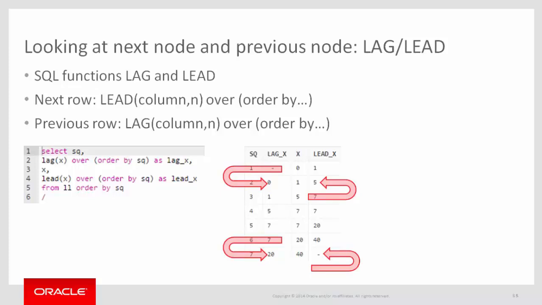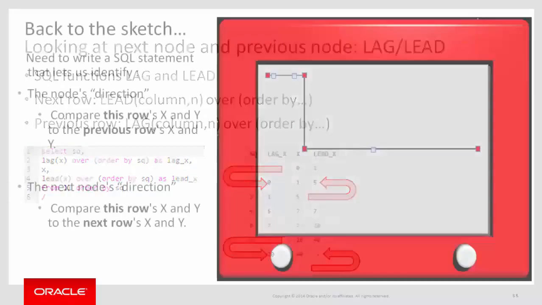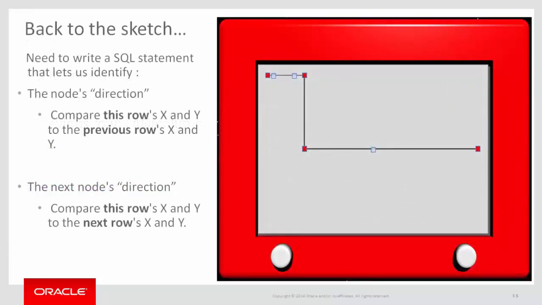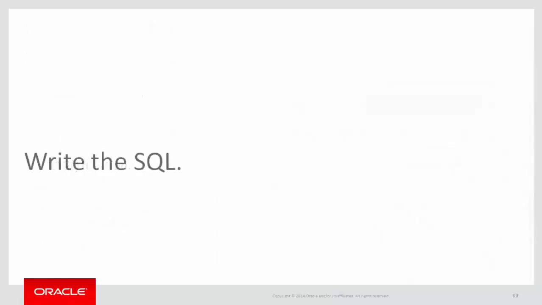Looking at the last row there, you can see that the lead x value is null because there is no next row. And looking at the first row, you can see the lag x value is null because there is no previous row. All right, so let's get back to the sketch. We need to write a SQL statement once again that lets us identify the node's direction and the next node's direction. To compare this row's x and y to the previous row's x and y, I'm going to use lag. And to compare the next rows, I'm going to use the lead function. And now we are ready to write the SQL.